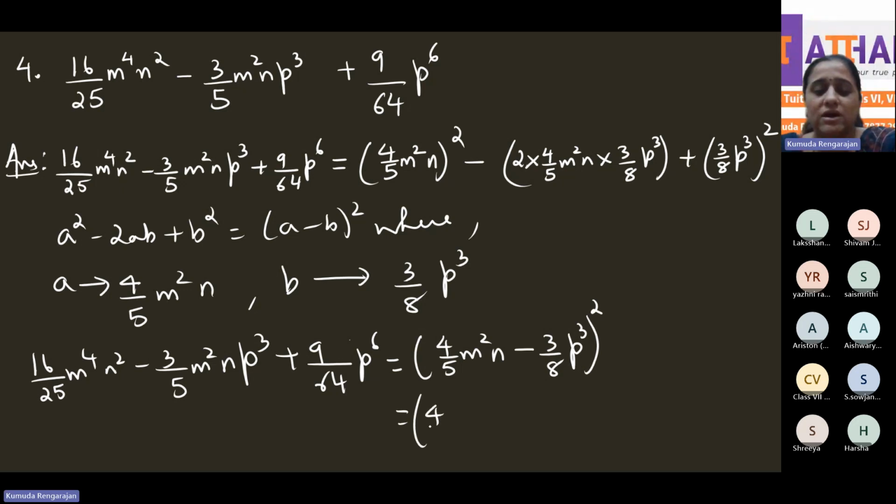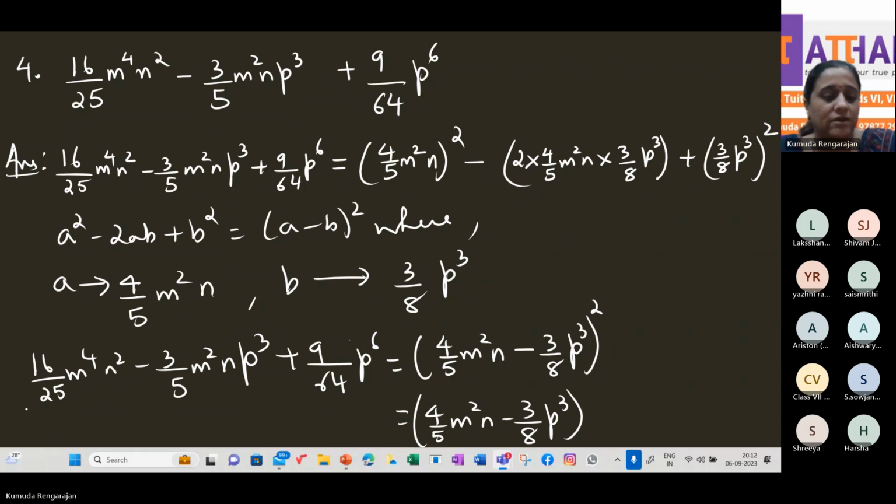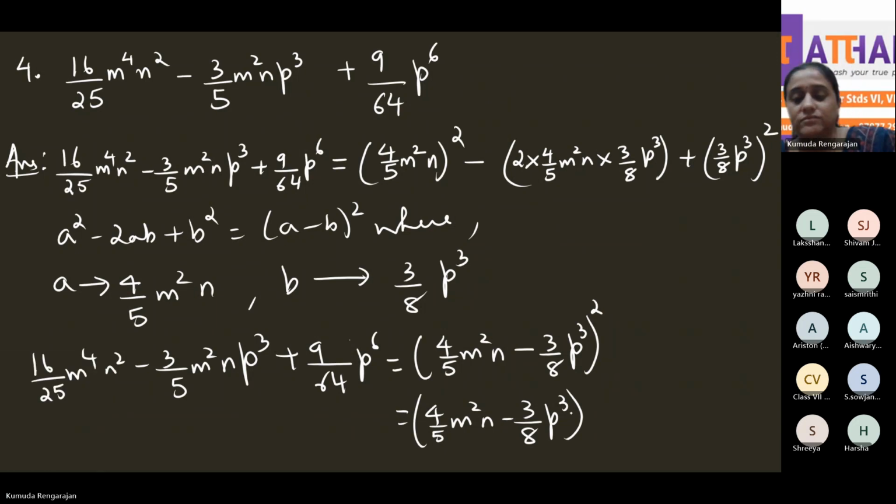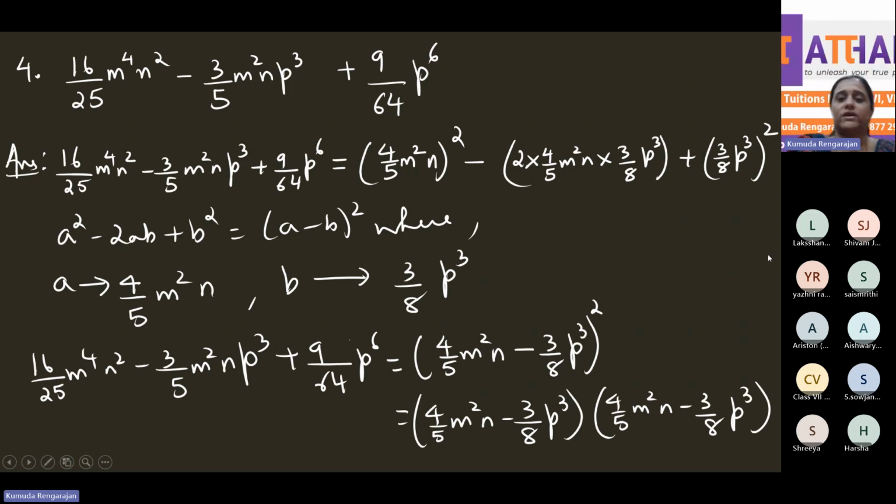So the last step, write it 2 times because it's a whole square. When you write it 2 times, don't put the square. Like a square is a into a. 4 by 5 m square n. Don't put the square. Yes, children, write down.